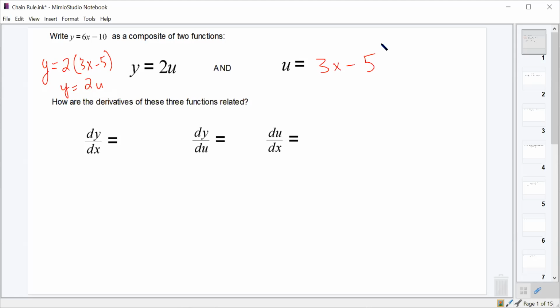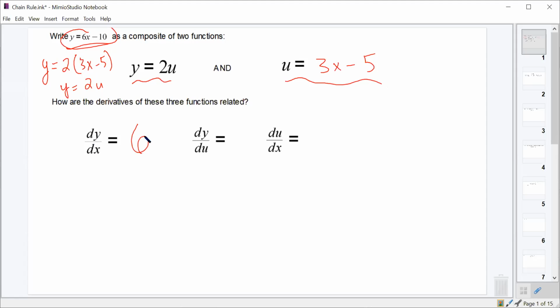Okay. So you all agree that y equals 6x minus 10 could be written as y equals 2u with u equal to 3x minus 5? Hopefully. Okay, cool. So now I'm going to ask you for 3 different derivatives. First off, the derivative of y with respect to x. So that means go up here and look at the y function that has an x in it. What's the derivative of that? What's the derivative of 6x minus 10?